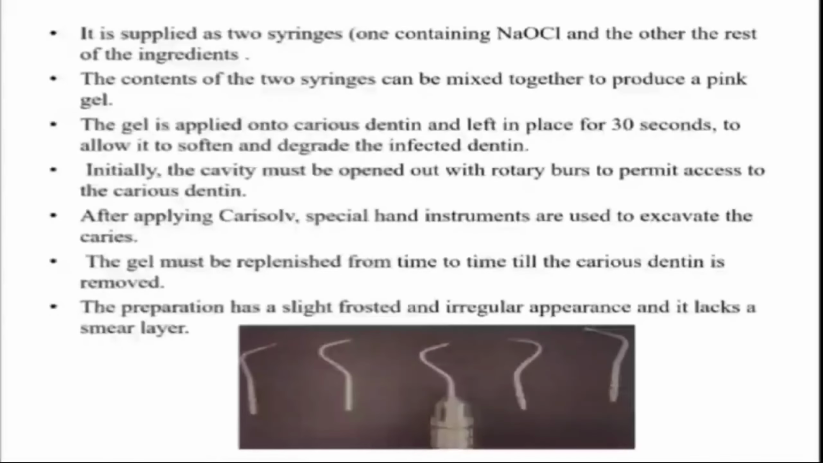Next we are moving to the chapter that is cervical lesions. It consists of short essays like abrasion, classify non-carious lesions, discuss in detail about management. Short essays include abfraction and erosion.